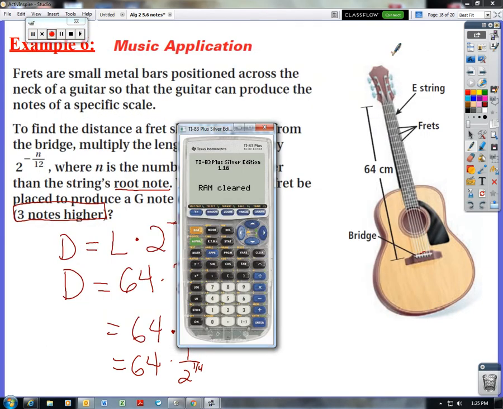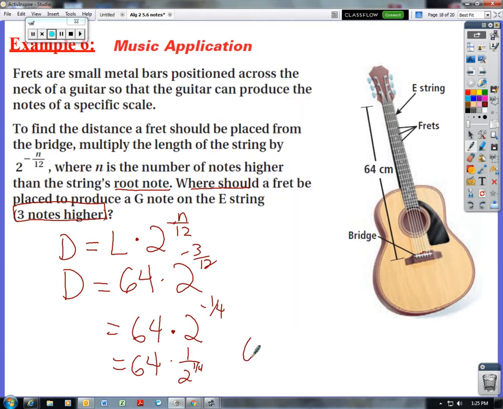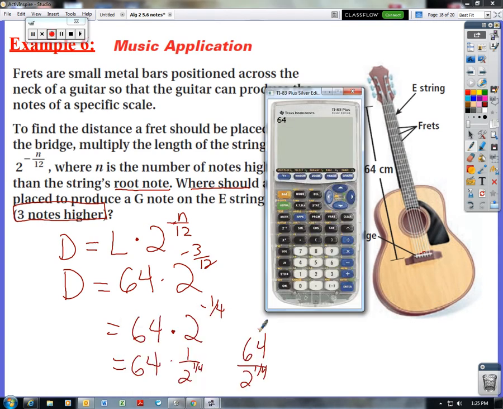I'm just going to type it all in. 64 times 1/2 to the 1/4 is the same as 64 divided by 2 to the 1/4. So I'm going to key it in that way. 64 divided by 2 raised to. Now, the 1/4 has to be in parentheses. If it is not, you will get the wrong answer. So this 2 raised to the 1/4, that's all one thing. The calculator knows that. And we get 53.8.